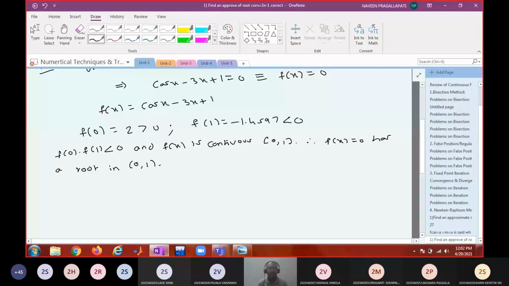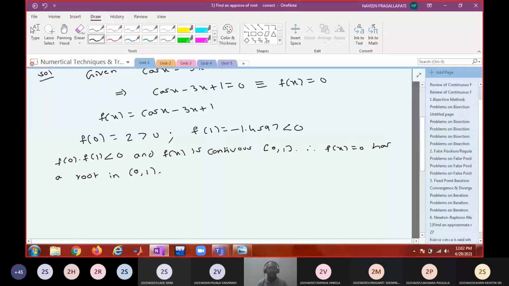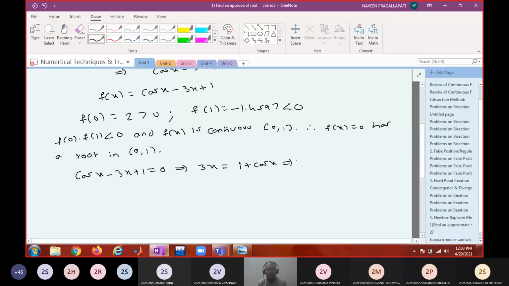Okay, now try to rewrite the equation in x equal to g of x form. So what is given, the equation is cos x minus 3x plus 1 equal to 0. What is the simplest way of writing this as x equal to g of x? 3x equal to 1 plus cos x, and this implies that x equal to 1 by 3 times 1 plus cos x, and this is in the form x equal to g of x.